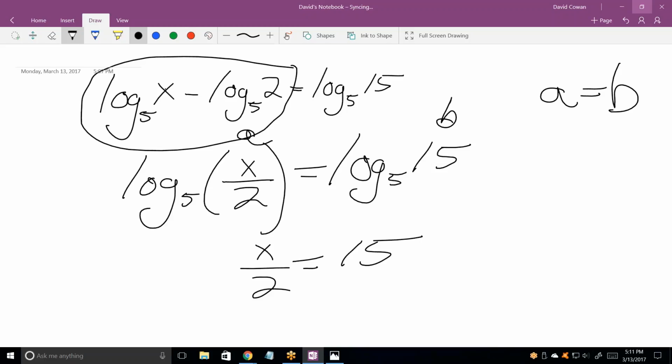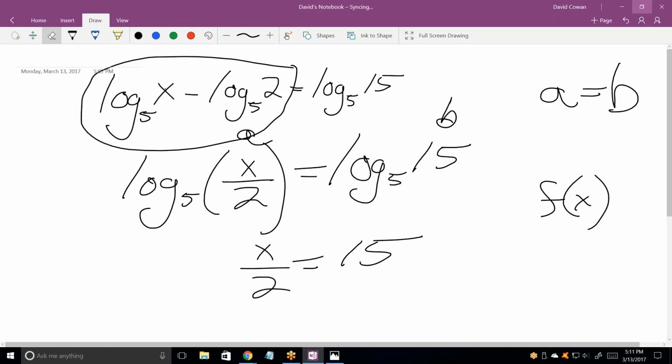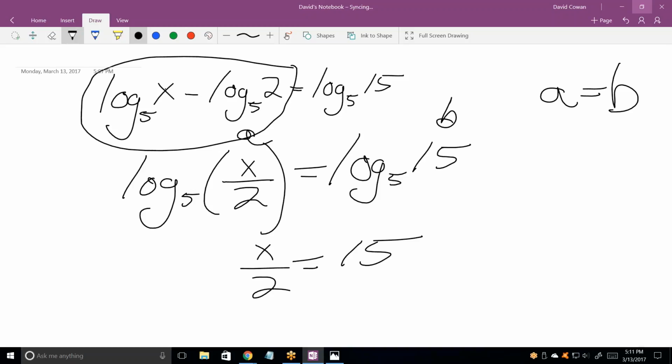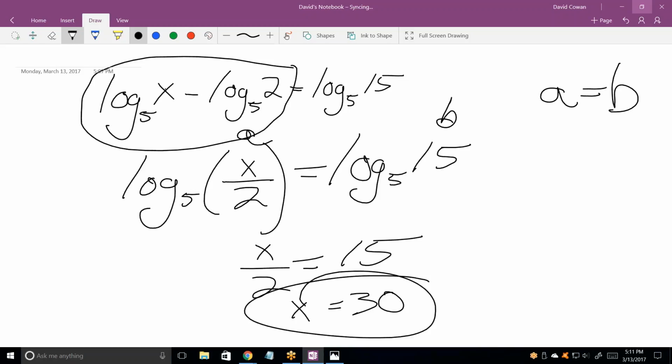This is not log base 5 times x over 2. It's more like f of x. That is not f times x, it's f of x. So taking the log of an argument is not multiplication. It just so happens that if the log of A equals the log of B, then A equals B, as long as their base is the same. So x equals 30 is your solution.